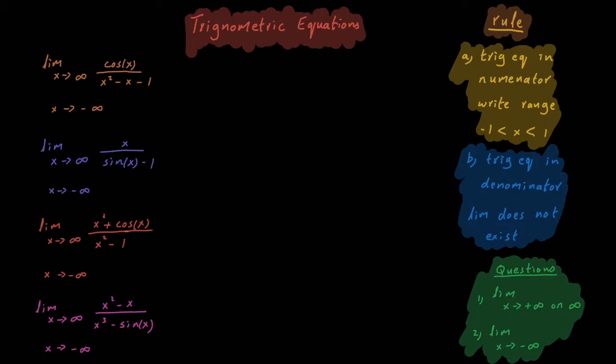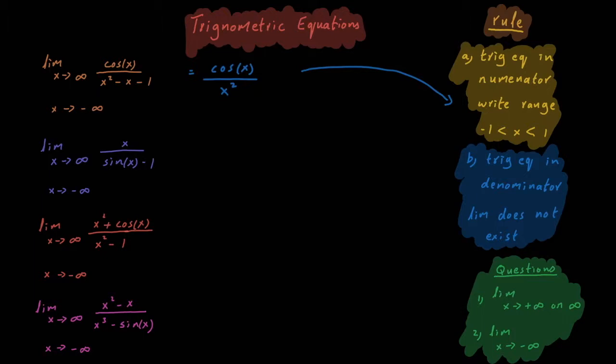Question 1. Limit as x approaches infinity of cos x divided by x squared minus x minus 1. So the first rule is simply to take the values with the highest powers. In the numerator we have cos x and in the denominator we have x squared. Now as cos is in the numerator, we will write the range. For both sine and cos, the range is -1 to 1.